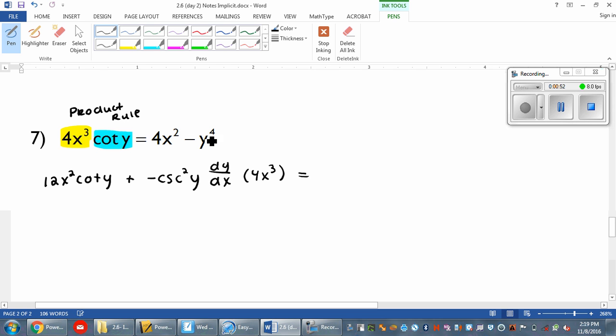Equals, let's go ahead and take the derivative of the right-hand side. It's just a sum, so it's just going to be 8x minus 4y cubed, and then I power down with the y, so I multiply by dy over dx.